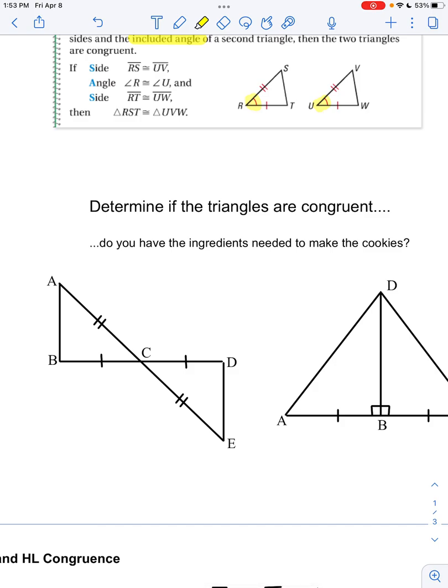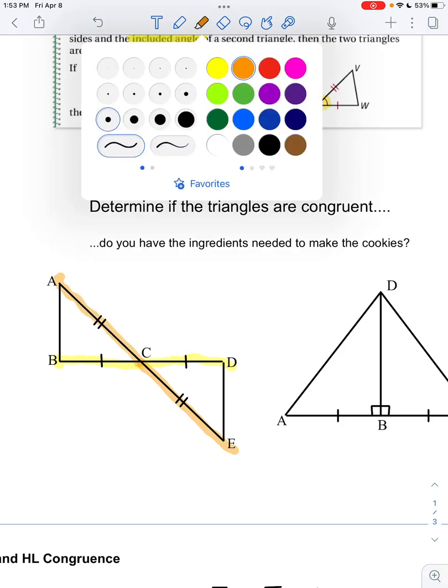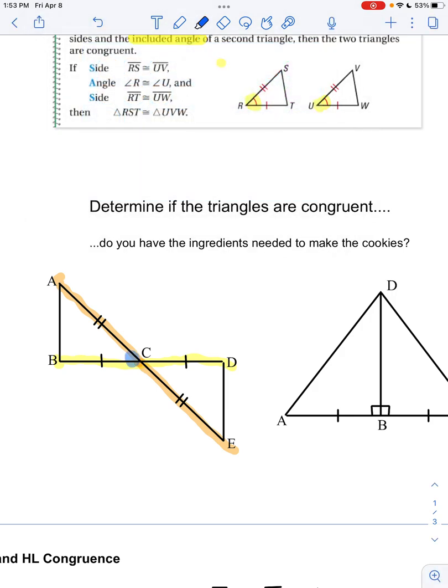Now, if we look right here, I see that I have side BC is congruent to side DC. I see that we have CE and CA. And then the cool thing about these angles right here, angle ACB and angle ECD, is that they are vertical angles. Do you remember those? Vertical angles. So we use vertical angles to prove that they are the same angles all the time. So yes, by side angle side, we can prove it.